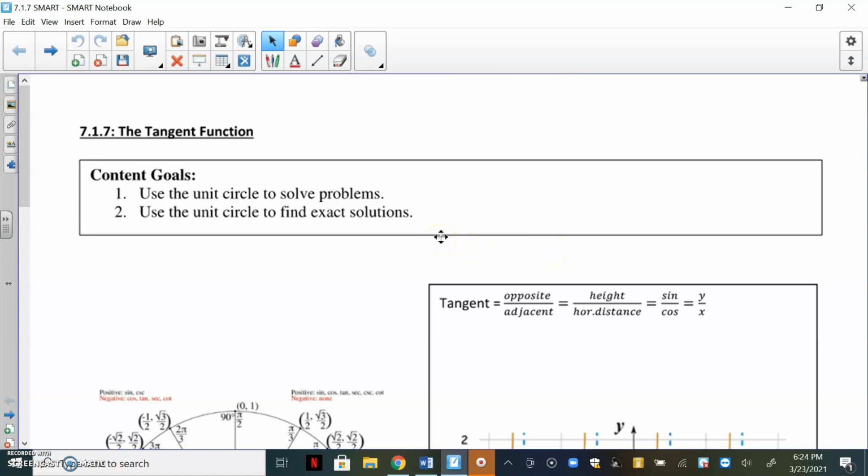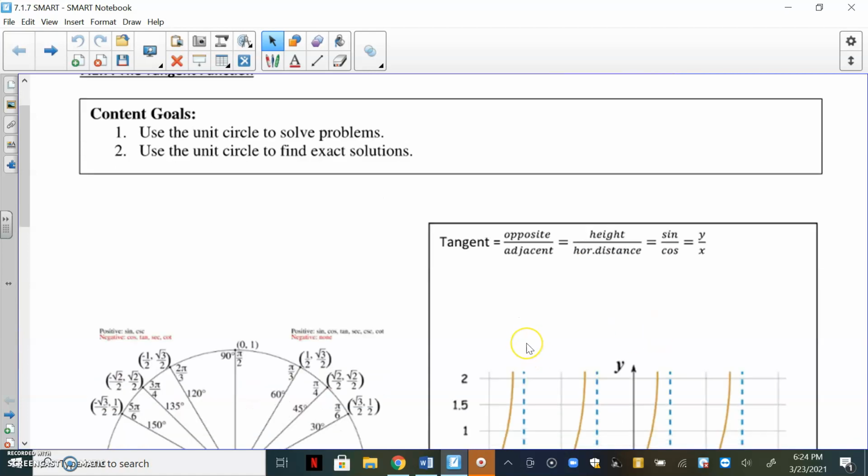Today we're finally going to talk about the tangent function after talking a lot about sine and cosine. We're not going to graph this one in detail like we did for sine and cosine, but I do want us to see what the graph is like, why it's the way it is, and also learn how to calculate tangent based on the sine and cosine.